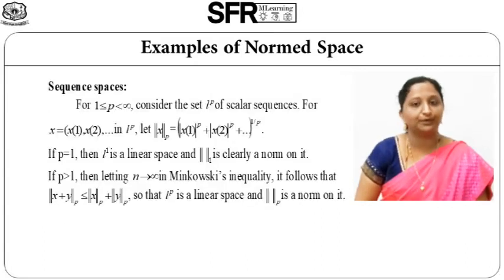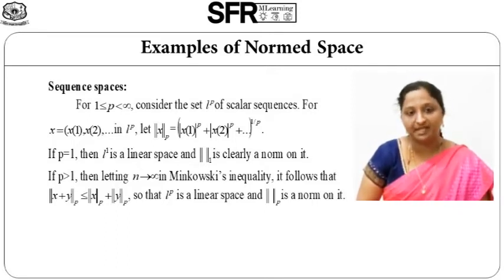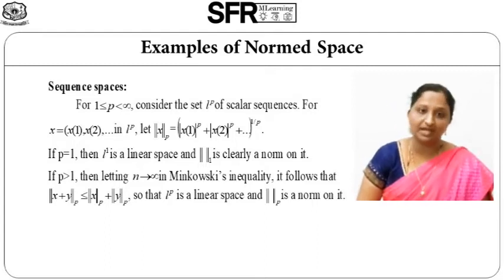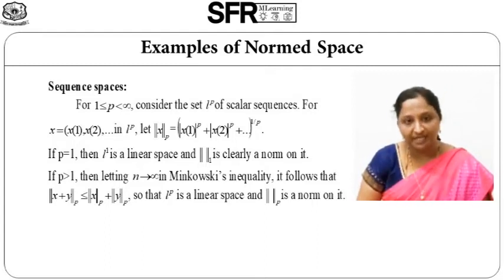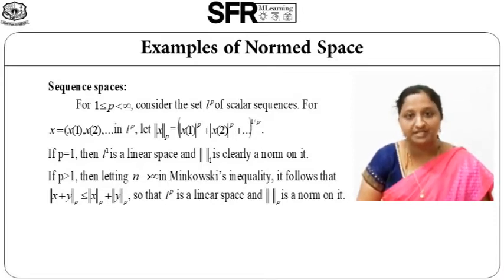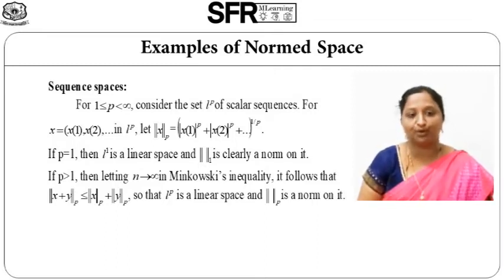The next example of norm space is sequence spaces. For 1 less than or equal to p less than infinity, consider the set l p of scalar sequences. For x equal to x of 1, x of 2 and so on in l power p, let norm x p equal to modulus of x of 1 to the power of p plus modulus of x of 2 to the power of p plus and so on, the whole power 1 by p. If p equal to 1, then l power 1 is a linear space and norm 1 is clearly a norm on it. If p greater than 1, then letting n tends to infinity in Minkowski's inequality, it follows that norm x plus y p is less than or equal to norm x p plus norm y p, so that l p is a linear space and norm p is a norm on it.